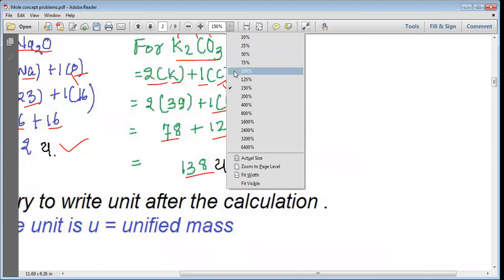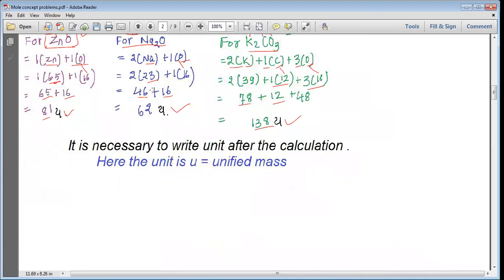Now, again, a very important instruction for you, my dear students: it is necessary to write the unit after the calculation. Whenever you finish your calculation, please do not forget to write the unit, whether it is the calculation of the formula unit mass or the calculation of the molecular mass. Please also note that the unit U here means the unified mass.